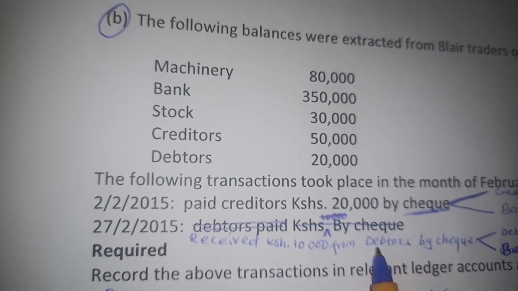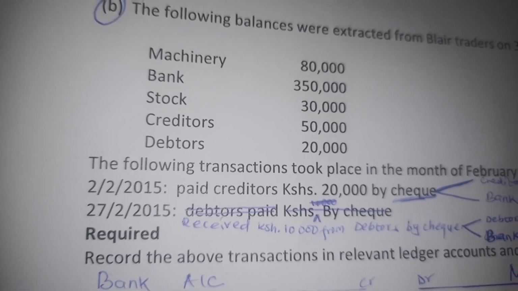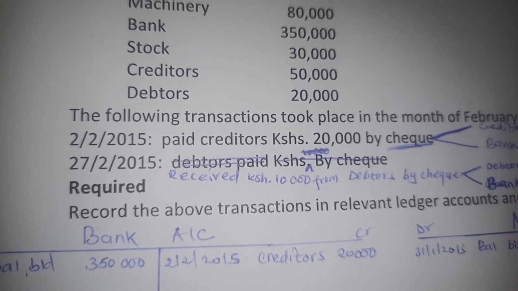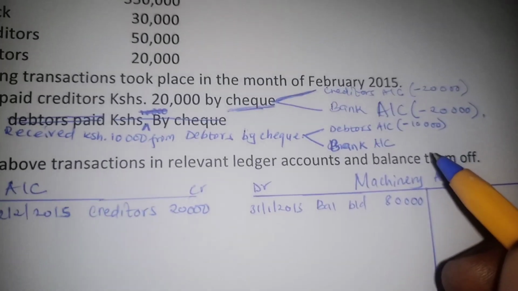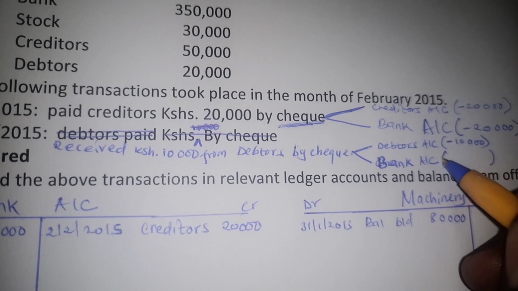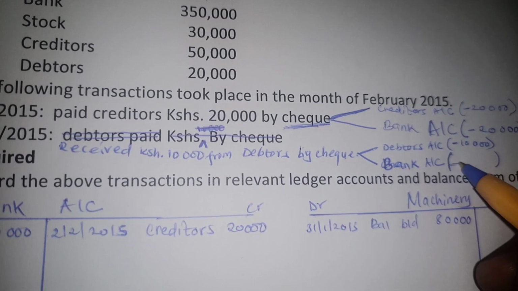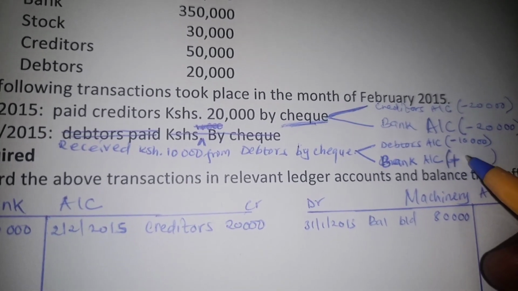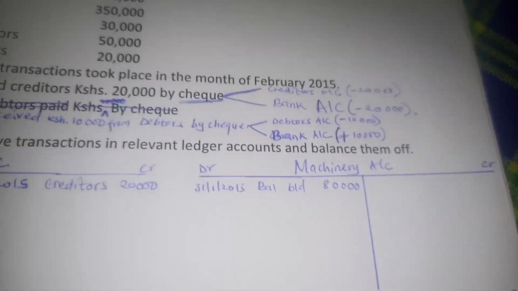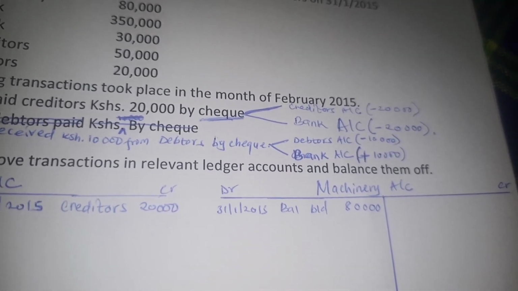The debtors have reduced what they owe the business by 10,000. So we reduce that by 10,000. And also the bank account gains. Remember, this is a business that is being paid by the debtors. So the bank account gains 10,000. Again, it gains 10,000. So we effect that in our ledgers.